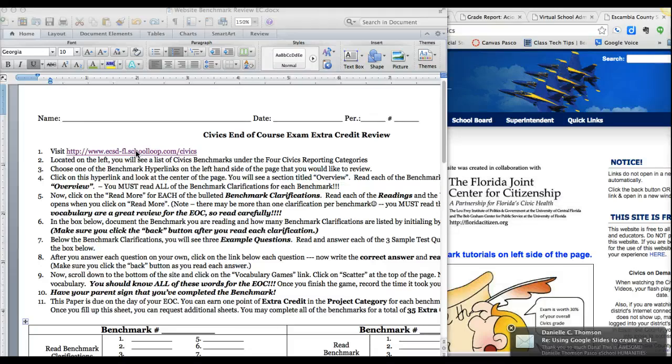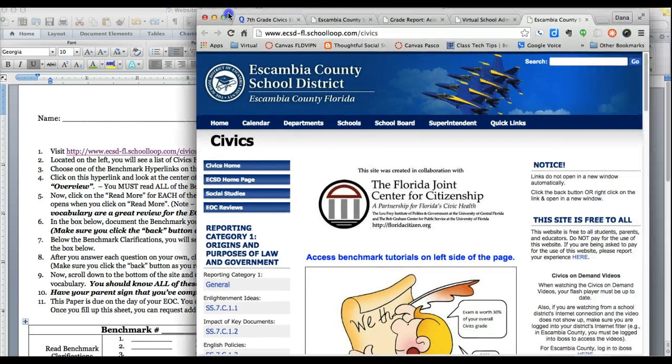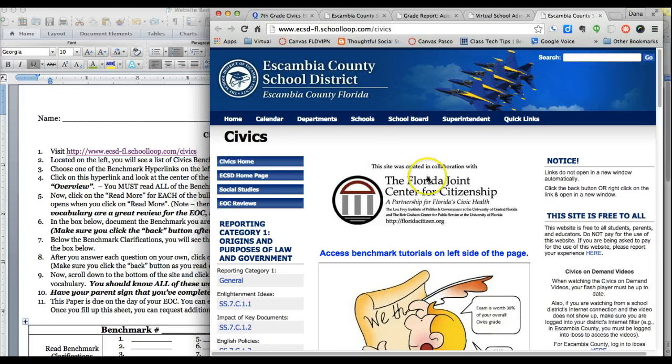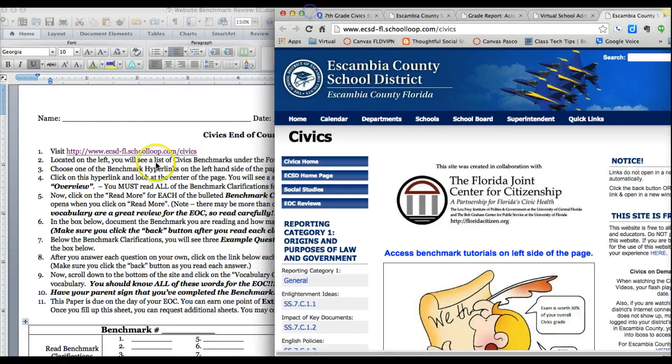So step one, you will click on this link here or copy and paste the link, and it will open up this website, the Escambia County School District website, and it says civics here. So that's where you want to be.